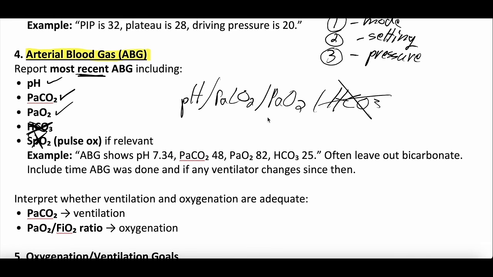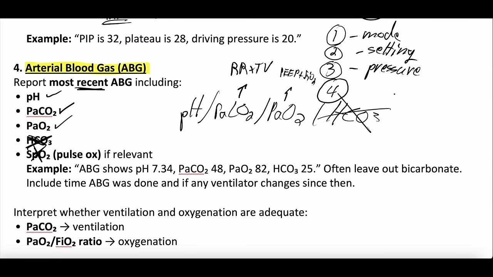All right. When you are interpreting this, just remember that the PaCO2 is a marker of ventilation, which is respiratory rate and tidal volume. The PaO2 is a marker of oxygenation, which is usually PEEP and FiO2. And we'll talk a little bit more about that. So we're going to stack all these together. Hopefully we don't start to forget things.